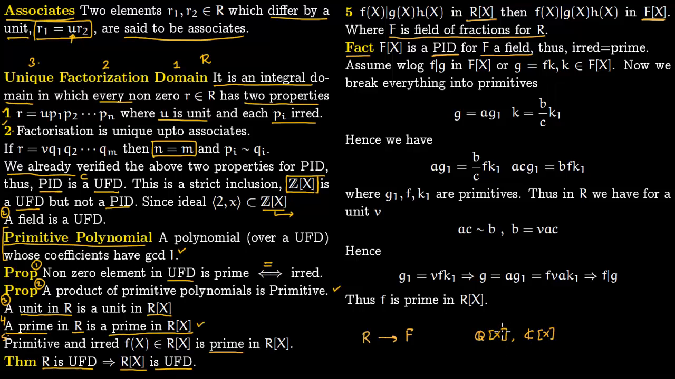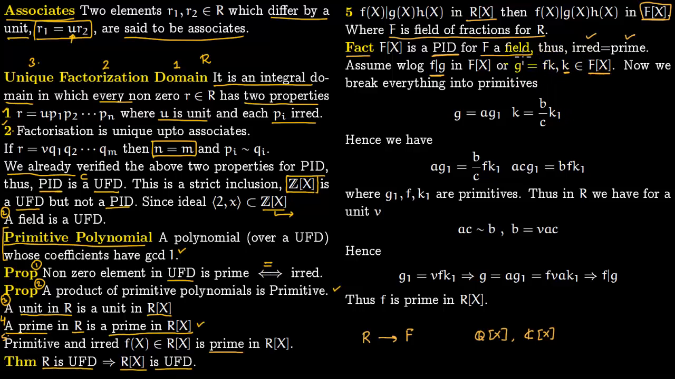But we have already shown that in principal ideal domains, irreducibles are prime. So since you already know that you started with f(x) as primitive and irreducible, it is prime in this bigger F[x]. So f(x) will divide either g or h. Say, without loss of generality, it ends up dividing g. That means in F[x] you can write g equals fk, where k lies in F[x]. Now you break everything into primitives.